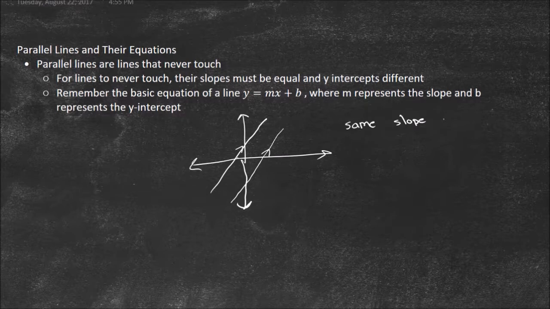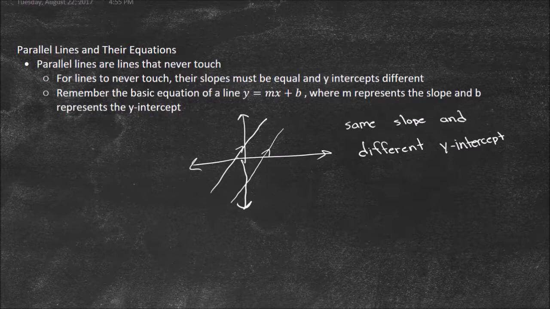If you think about it for a second, it's pretty obvious why. Because if they had the same slope and the same y-intercept, looking at the slope formula y equals mx plus b, they would be the exact same line. So you have to have a different y-intercept, or else you'd be right on top of each other and they'd be touching at every single point instead of never. So you have to remember the basic form of a line, y equals mx plus b, where m is the slope and b is the y-intercept. b is just where it touches the y-axis, and for this one it'd be there.